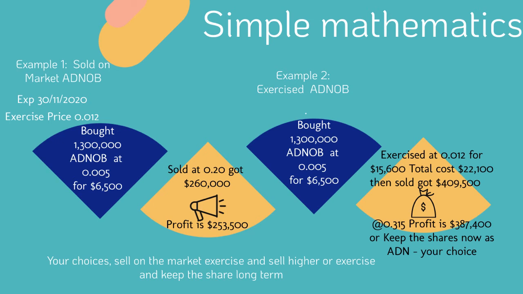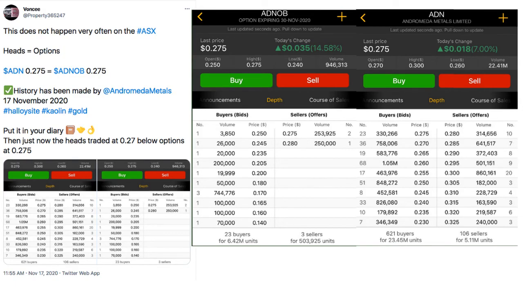So this is what I'm trying to tell you. The choice is yours. You need to decide: am I going to exercise this and sell on the market, or am I going to exercise and keep it long term? That should be your strategy. As you can see, at some point ADN and ADNOB were the same price, 27.5 cents. That was sometime in November, because I remember tweeting this, as I'd never actually seen the options and the heads at the same price. So I found this quite interesting for this stock.